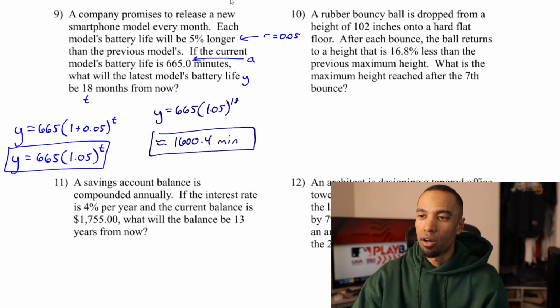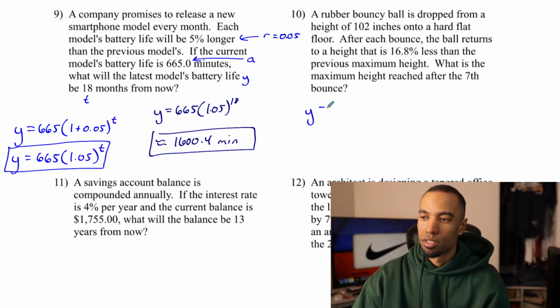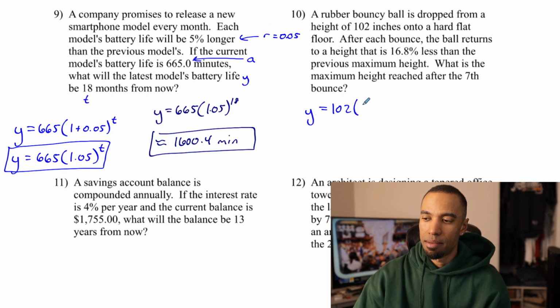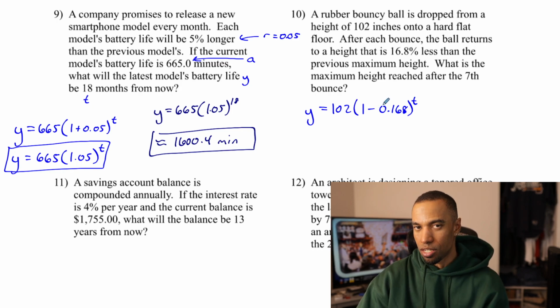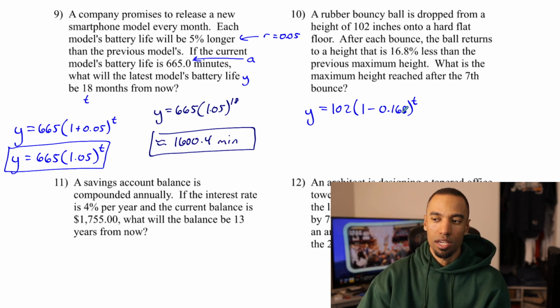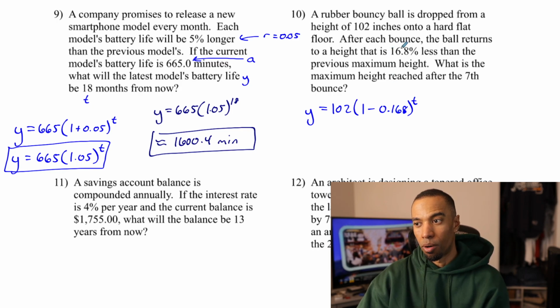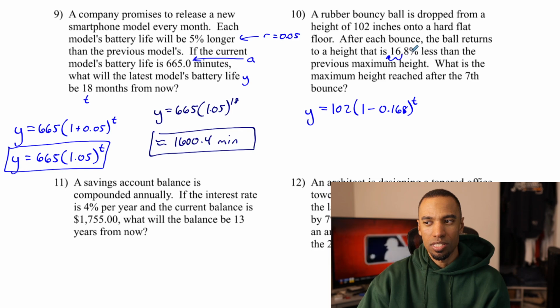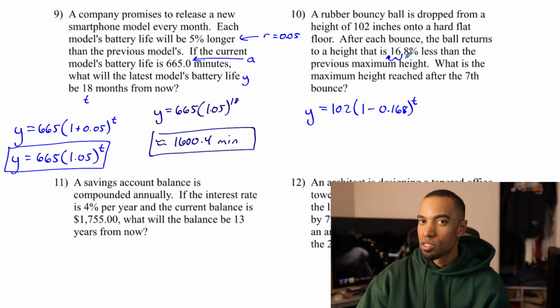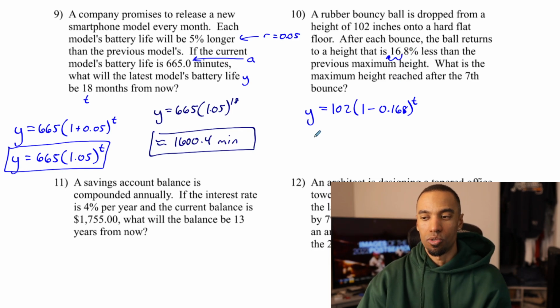So my model will be y equals 102 times 1 minus 0.168. So 2 things are happening here. Number 1, I'm subtracting instead of adding because it's a decrease in percentage. Number 2, again, converting the percentage to decimal form. This has a decimal. That doesn't mean it's decimal form. The 0.168, 2 places over, 16.8 divided by 100 gets me 2 decimal places over.